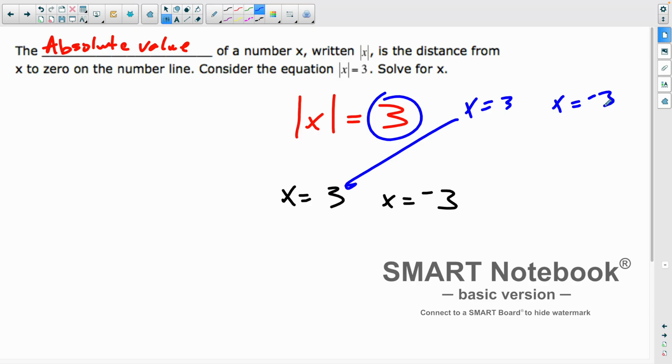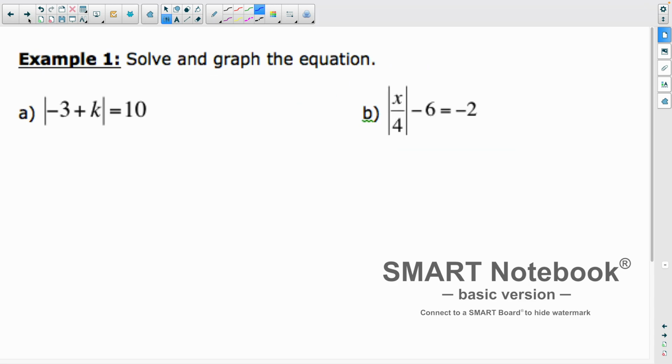We're going to do several examples so we can get better at that. So let's try example number 1, or A. Is the absolute value by itself here? Is there anything on the outside of the absolute value? No. So we would say it is by itself. On the inside it's okay. We just don't want anything on the outside. So the first thing I'm going to do is take the absolute value off and rewrite the problem. I'm going to write down -3 plus k equals 10. So one of our answers is going to come from that.